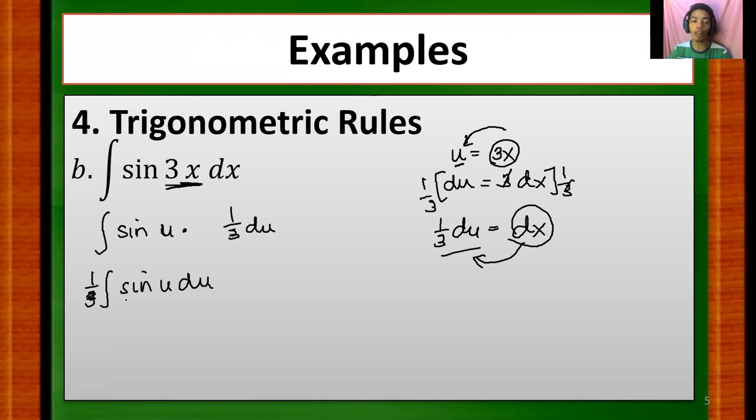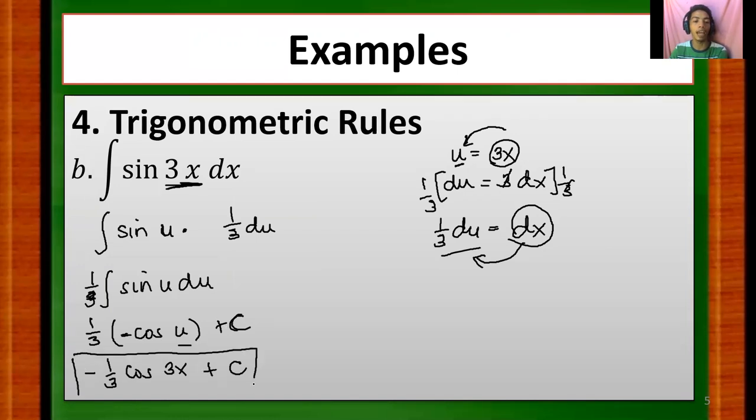At alam natin na ang formula sa pagkuha ng integral of sine u du is equal to negative cosine u plus c. So we have 1/3 multiplied by negative cosine of u plus c. And finally, isa-substitute lang natin yung value ng ating u. Since ito ay negative, pag minultiply siya sa 1/3, magkakaroon tayo ng negative 1/3. And then we have cosine of 3x plus c. And this is our final answer.